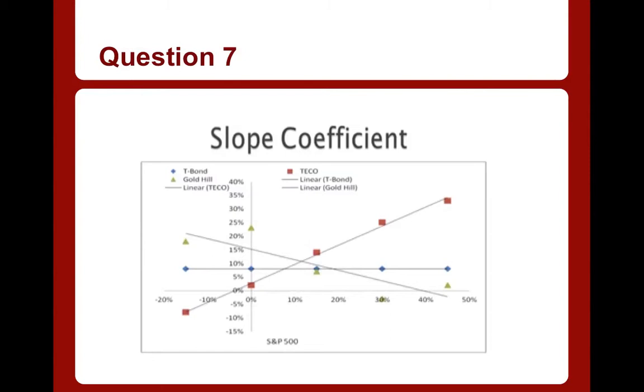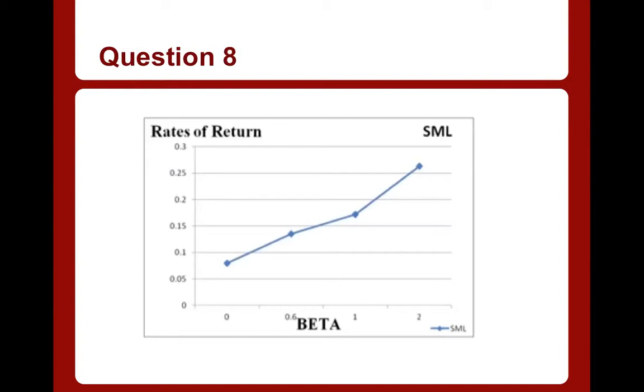Question 7. Those lines are called linear regression lines. The distance between the plot points and the regression line shows how attainable or unattainable the returns really are. Question 8. The required rate of return is 12.2%. TICO has a higher required rate of return than the market, so it should be purchased.